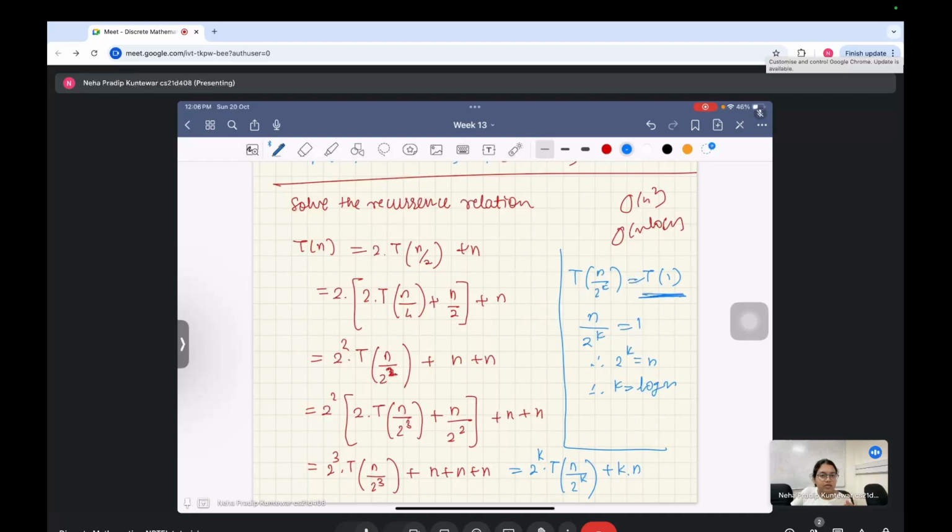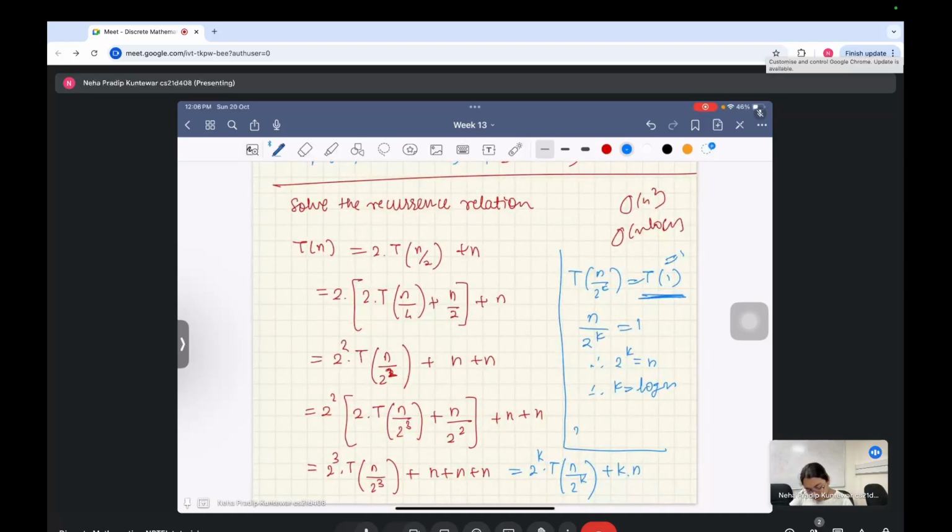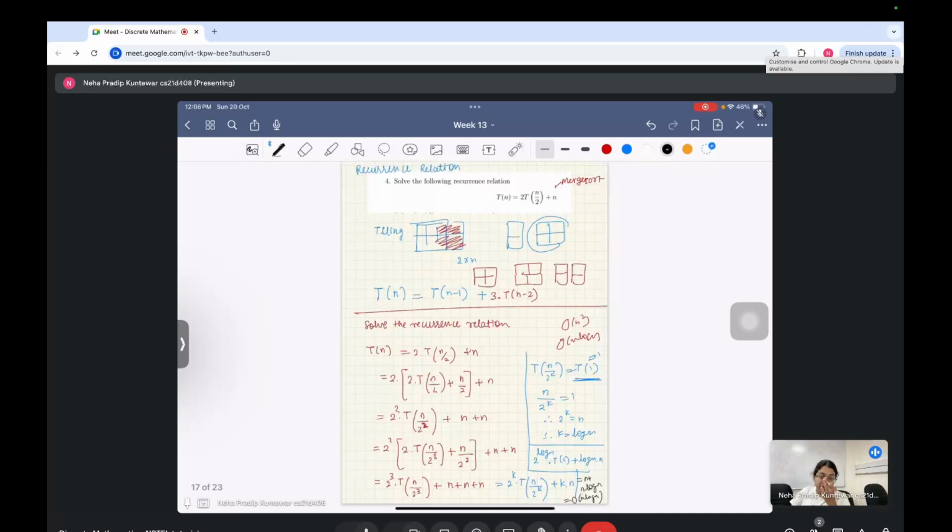It becomes so trivial that you can just solve it. So let's say T(1) is 1. Let's assume that. So then what will happen if I substitute k is equal to log n? What do I get here? I get 2 to the log n times T(1) plus log n times n. And this is nothing but n plus n log n, which is same as order n log n. And that is the solution to the recurrence relation.